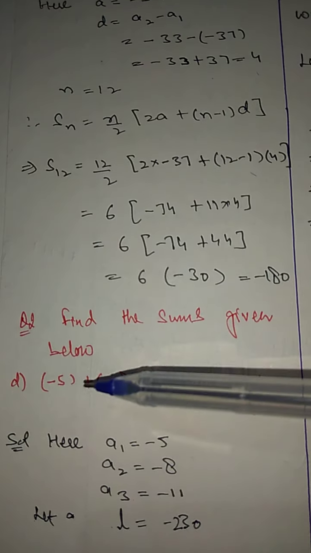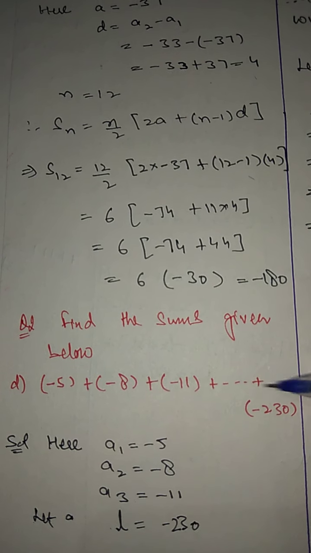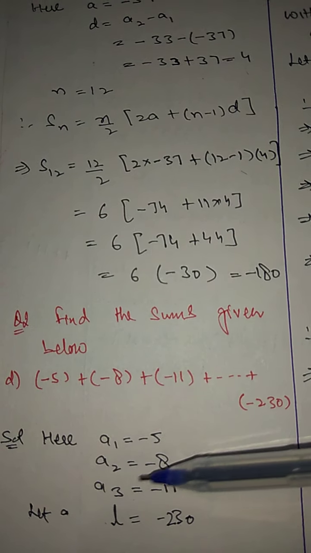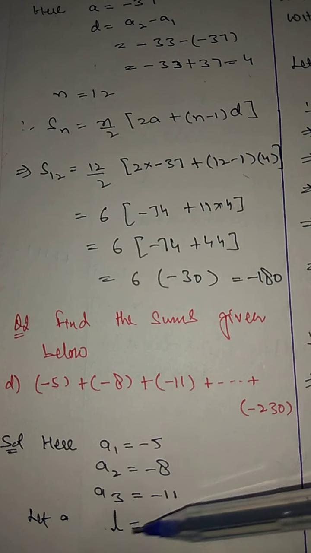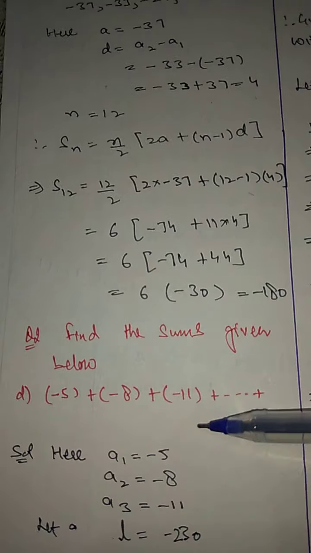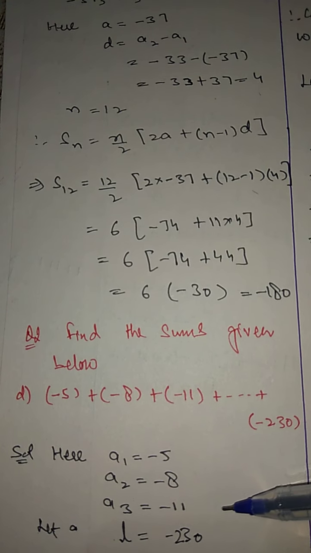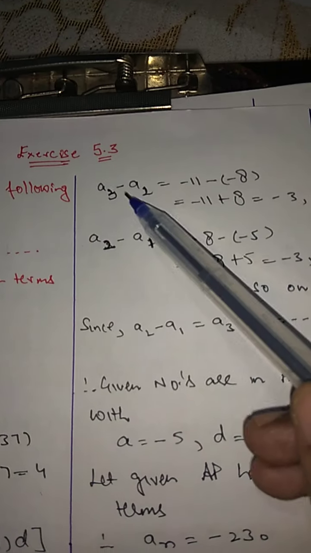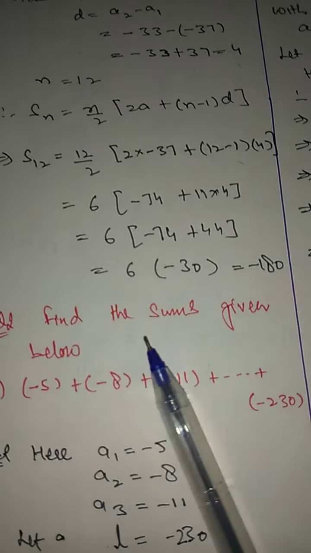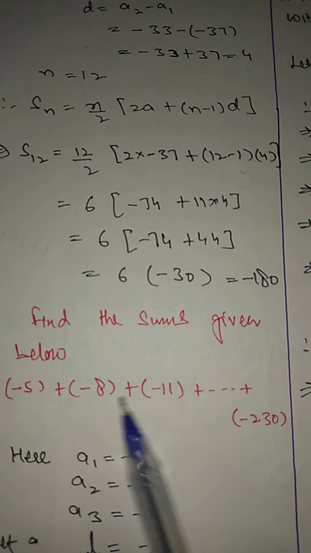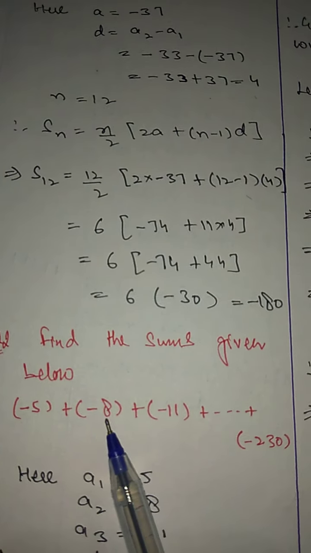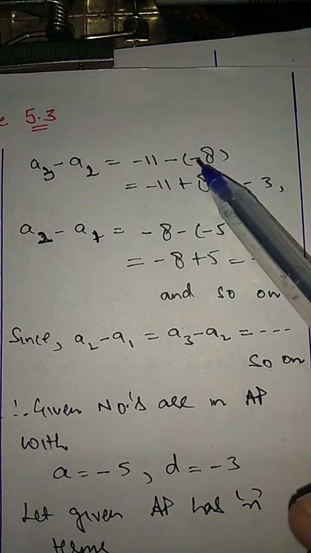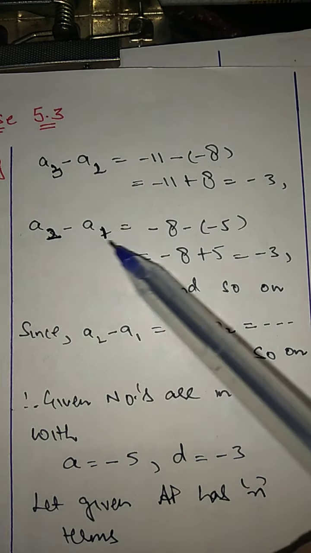So here the given series is minus 5 plus minus 8 plus minus 11 plus, and so on, to minus 230. Here the first term is minus 5, the second term is minus 8, the third term is minus 11 and the last term is minus 230. To prove it is an AP, we have to find the successive differences like a2 minus a1, a3 minus a2 and so on. We get a3 minus a2 = minus 11 minus (minus 8), which gives minus 3. In the same way, a2 minus a1 gives minus 8 minus (minus 5), which is minus 3.